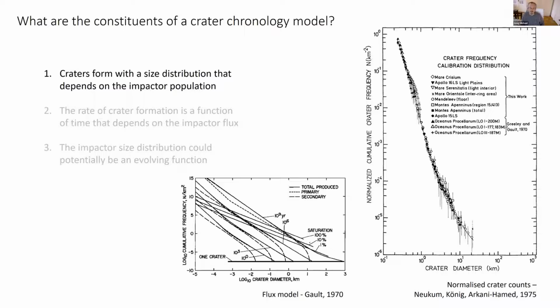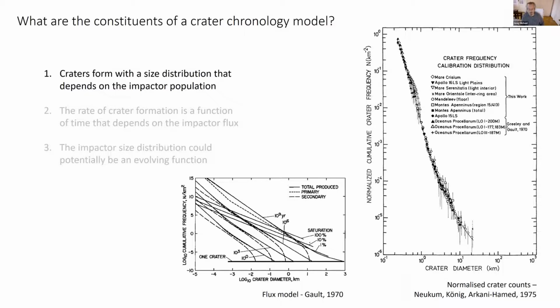So, what are the main constituents that go into a crater chronology model? There's essentially three important things that you have to think about to understand what the age of a surface is. So the first one is that craters form on a surface with a size distribution that depends on the size distribution of the impactor population.